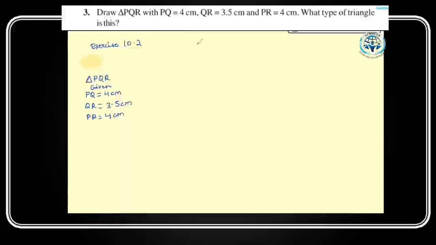So if you get this question in exam and this question is of 4 marks and you write all these given and the type of triangle, you will get 2 marks. After drawing the triangle using compass and ruler and writing the steps of construction, you will get full marks, 4 out of 4, with the condition that the measurement of all the 3 sides are accurate.